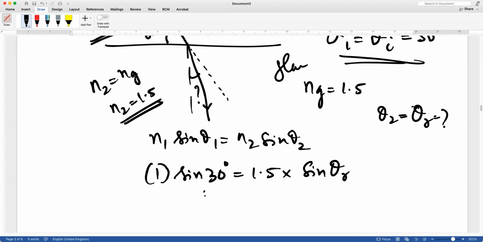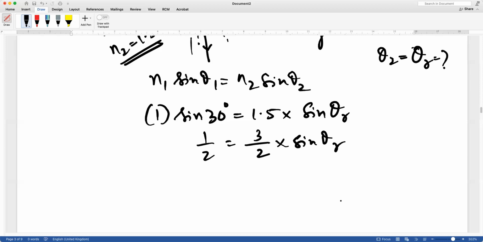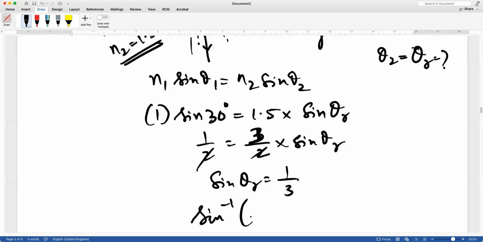So this is going to be 1 over 2, and 1.5 can be written as 3 over 2 multiplied by sine theta R. Sorry, it's 1 by 2 because I'm going ahead very quickly. So this will be factorized. Is that okay? Uncle, it's 3 by 2 only, right? 1.5 is 3 by 2. Yeah, sorry. So sine theta R will be 1 over 3. So sine inverse of 1 by 3. Apply the sine inverse on both sides.